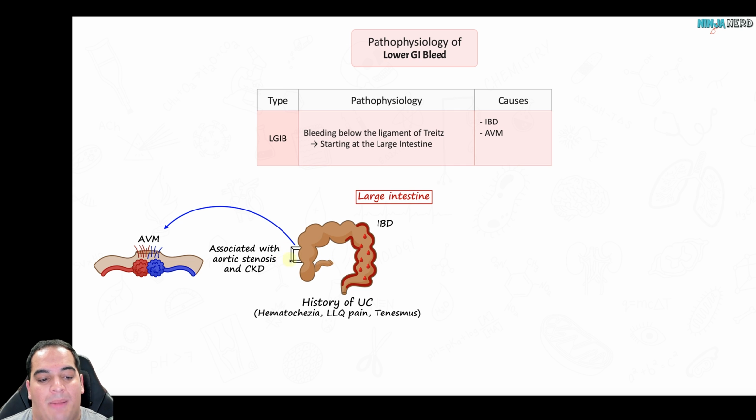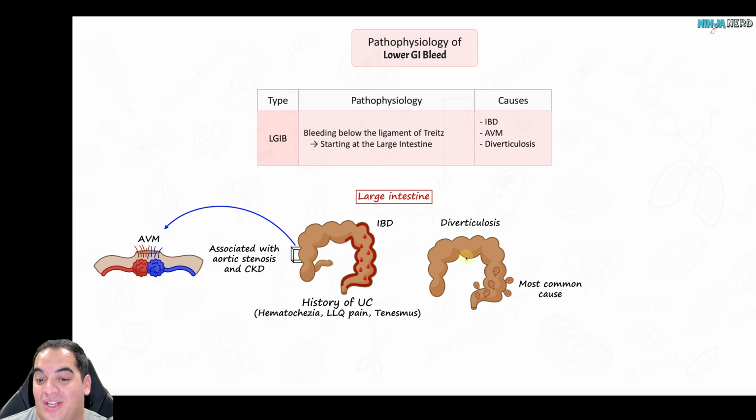But in patients who have AVMs, arteriovenous malformations, there are these weird little connections between the artery and the vein in the actual portion of the ascending colon. And so sometimes these things can easily bleed. But I think it's important to remember, usually this is associated with patients who have underlying aortic stenosis and chronic kidney disease. Again, AVMs more ascending colon, IBD more descending colon.